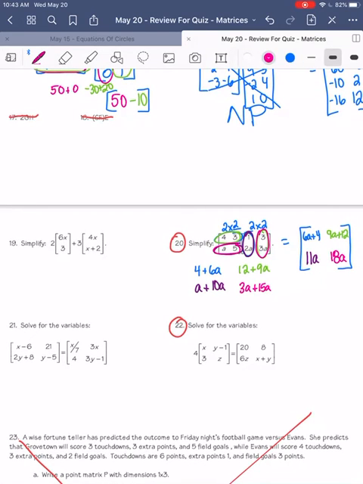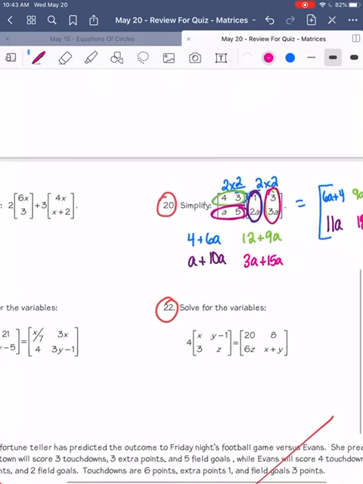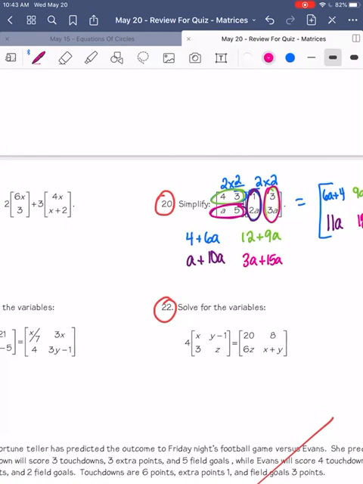You're going to do something similar on 19, although I think 19 might be slightly easier because it's not multiplying, it's just adding. Well, I mean, there's distributive property, but then it's adding. Now, 21 and 22, you are solving for the variables. So remember, you have to set the entries equal to each other, or the elements equal to each other. Now, I have a 4 out front here, so before I do anything, I'm going to distribute the 4. And you have to be careful that when you distribute it to the y minus 1, you have to distribute it to both, okay?